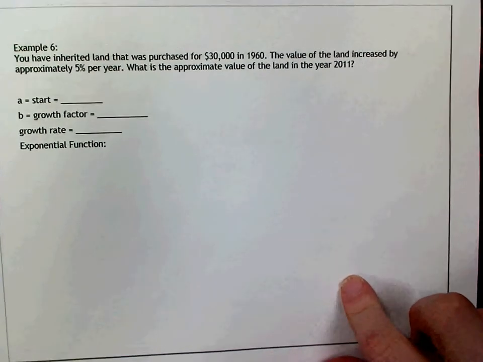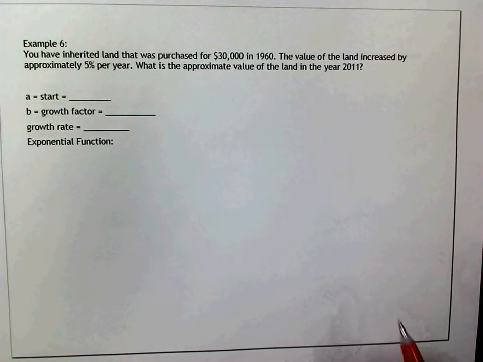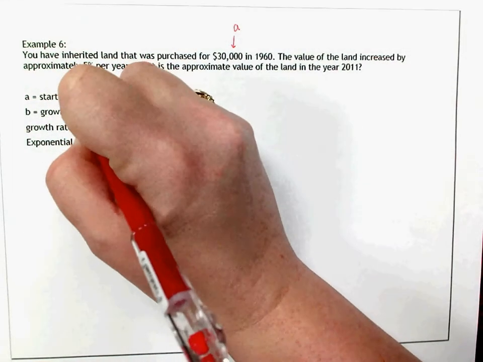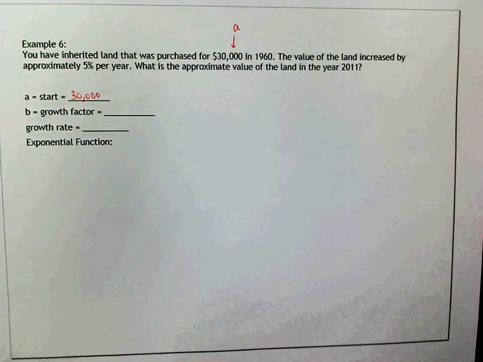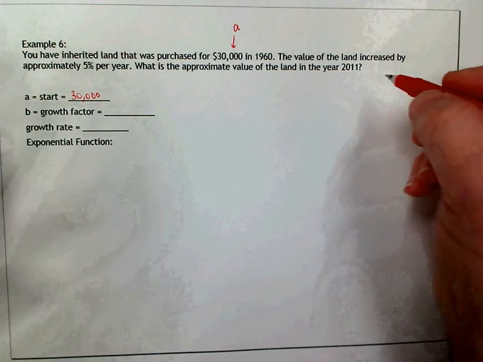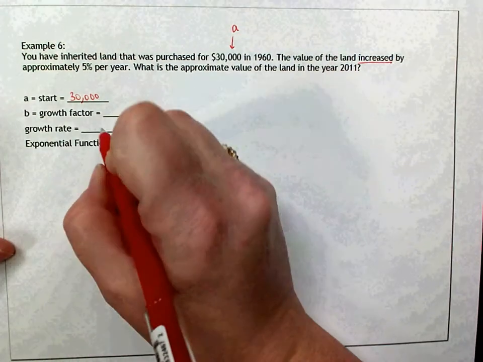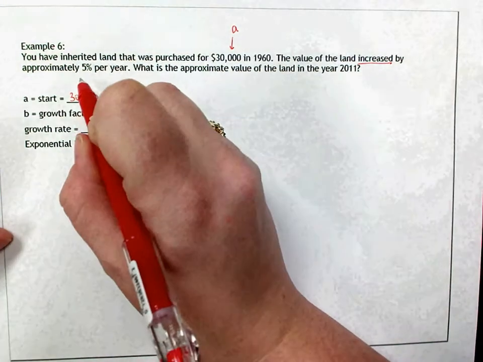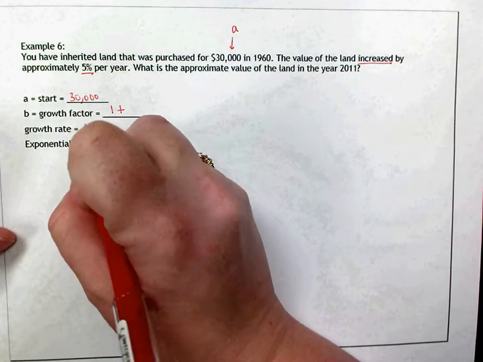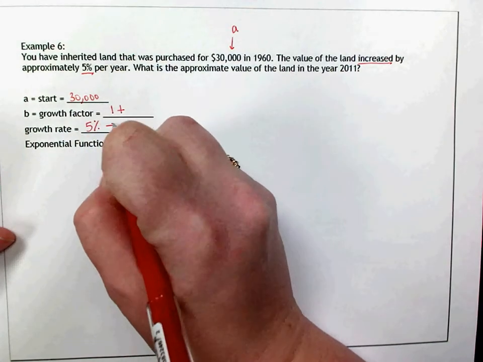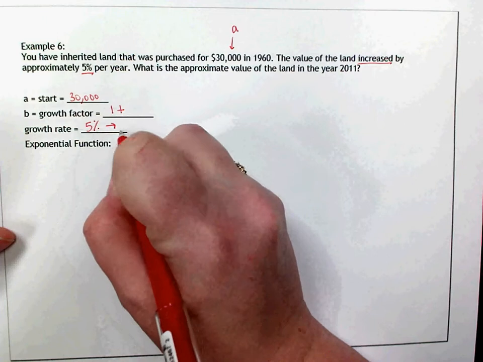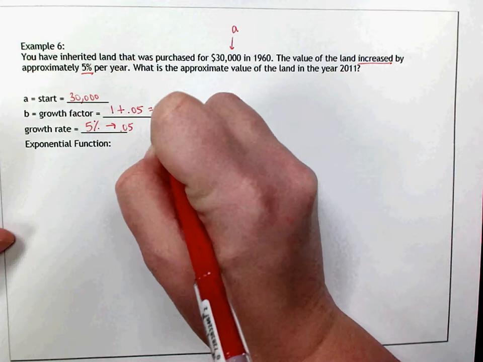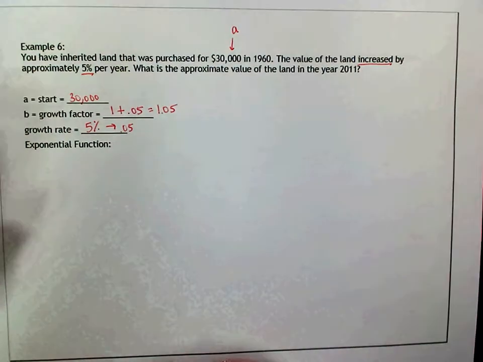So let's look at example 6 together. It says you have inherited land that was purchased for $30,000. That's your initial, that's your A. 30,000 is what we're starting with in 1960. The value of the land increased by, so that means my growth factor is going to be 1 plus something, by approximately 5%. So my growth rate is 5%, but as a decimal, when you move that 2 places to the left, that's 0.05. So that's what I add here. So that gives me a growth factor of 1.05.